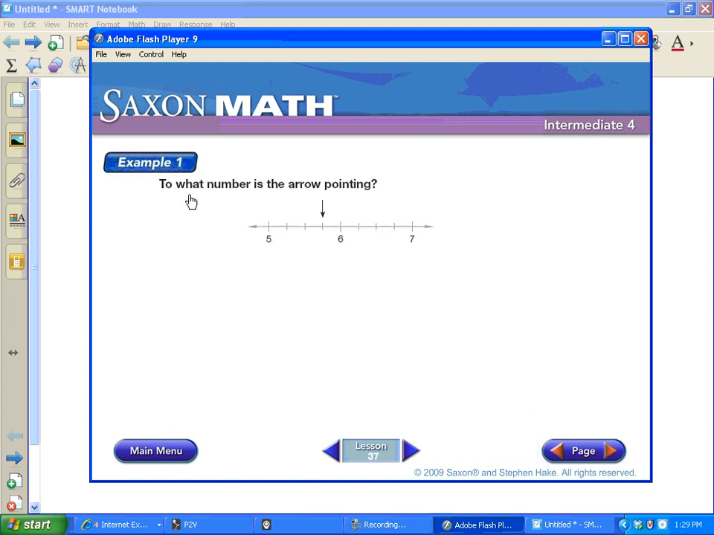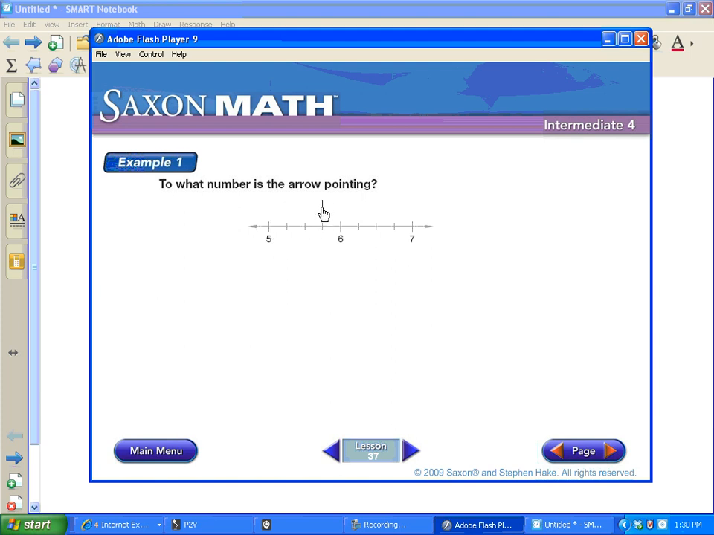Okay, example 1. To what number is the arrow pointing? Well, here's 5 and here's 6. So I know that I have to count how many sections there are. Not tick marks, but sections. Here's 1, 2, 3, 4 sections. And it's pointing over to the 3rd tick mark.